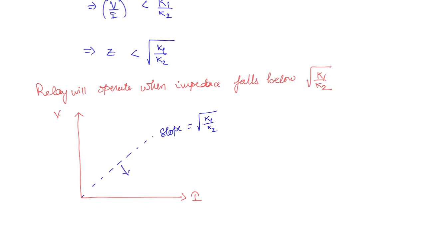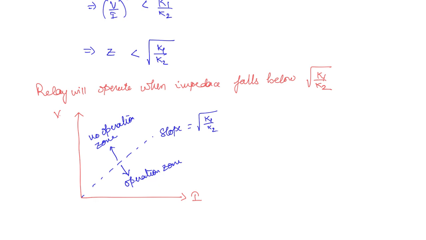So this is called the operation zone, and above this line it is the no operation zone. That means if the slope is lying above this particular slope, then it will not operate, otherwise it will operate. This is with respect to the VI characteristics.